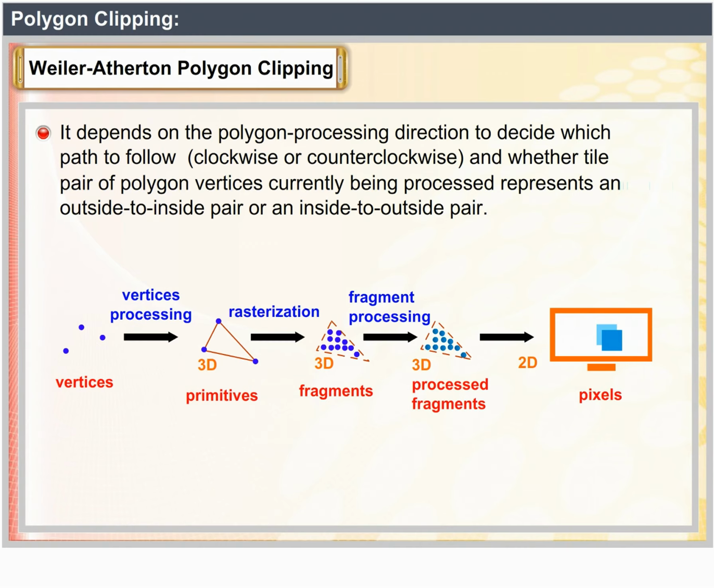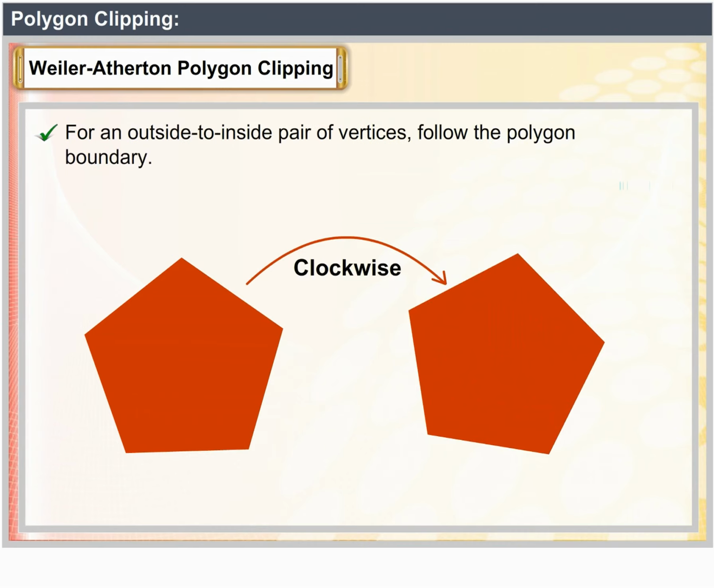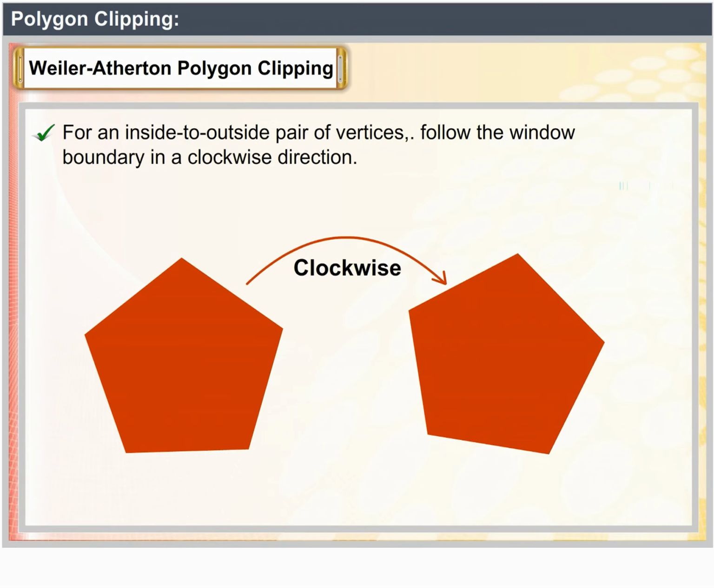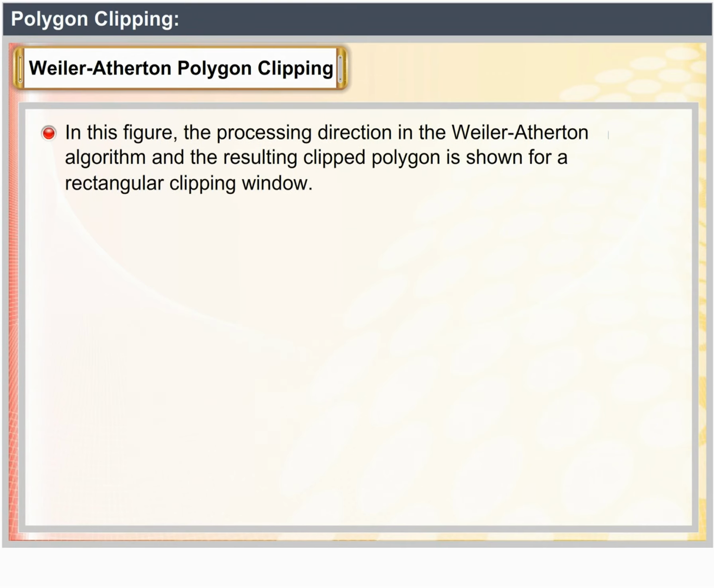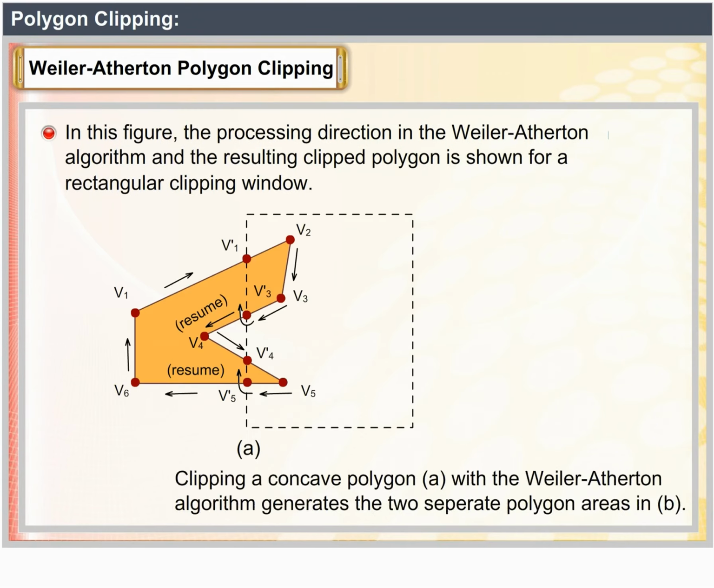For clockwise processing of polygon vertices, we use the following rules. For an outside to inside pair of vertices, follow the polygon boundary. For an inside to outside pair of vertices, follow the window boundary in a clockwise direction. In this figure, the processing direction in the Weiler algorithm and the resulting clipped polygon is shown for a rectangular clipping window.